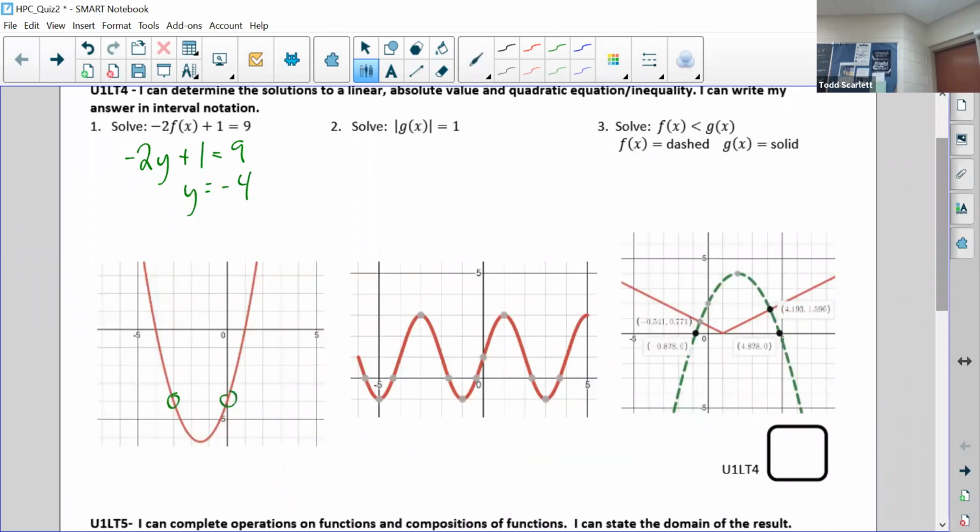And I could see there are 2 of them. Once when x equals -3, then the y value is -4. And again, when x equals 0, the y value is -4. So that is the answer to number 1.